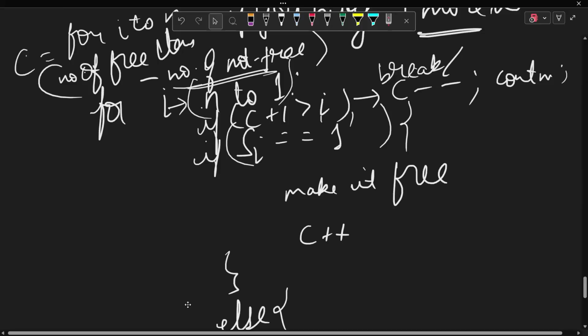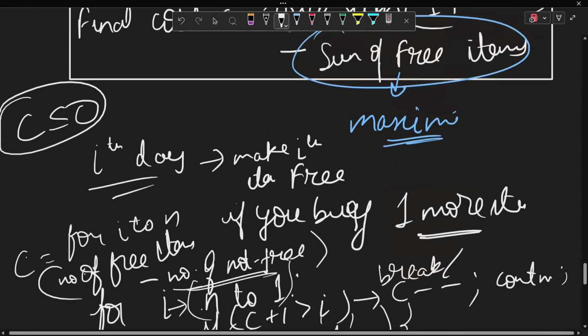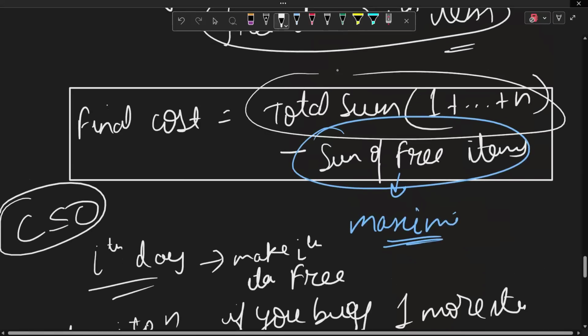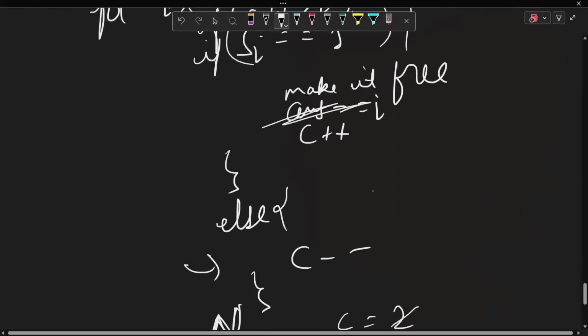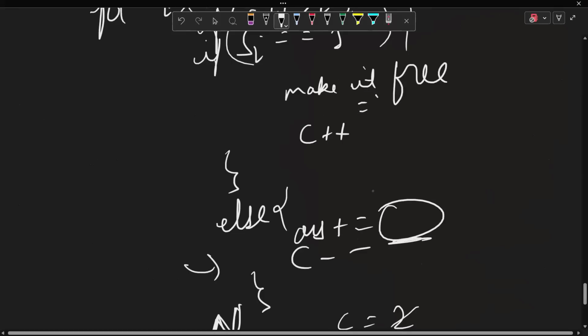When are you adding to cost? When I'm making it free, I'm reducing my cost. Basically, for my final answer, I'm doing minus equal to I. Initially I have stored the total sum as my answer. Or what you can do instead is add to your answer. Whenever an item is not free, that is only adding to your cost. So here you can add to your answer the cost of I. Yeah, makes sense.